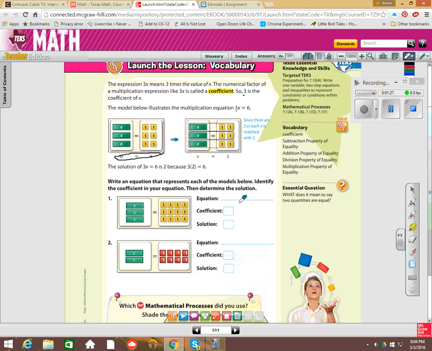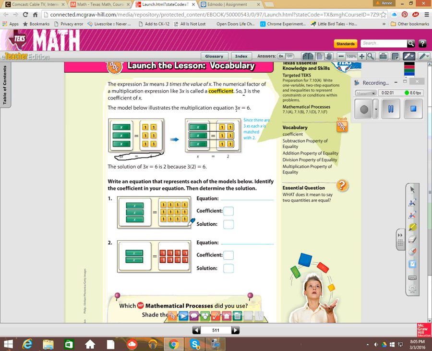Now let's look here. Now this is what you write in your book. Write an equation that represents each of the models below. Identify the coefficient in your equation, then determine the solution. So you see the equation here. How many x's do you have? How many ones do you have? So the x's equal, so what do you think it is? I'll give you a moment.